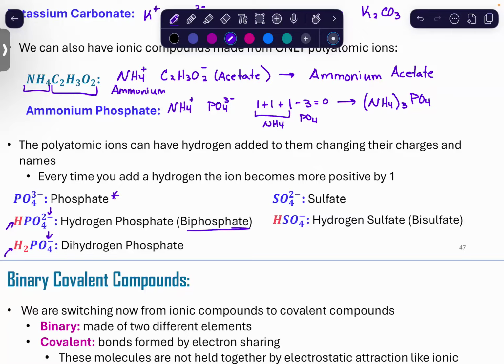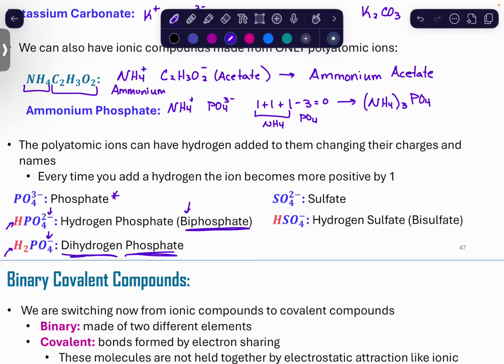An older way to name these is you would also call this biphosphate. And for all of your polyatomic ions, your bi prefix only works for one hydrogen added. Otherwise, you say dihydrogen phosphate when you're up to two hydrogens.